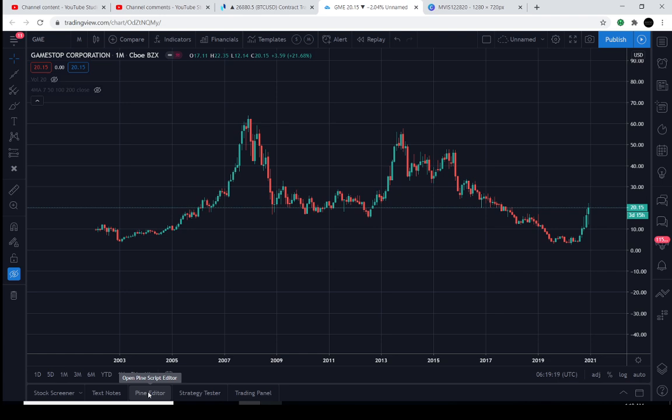We have an interesting stock today. We got a request on this stock. If you can't see it there in the top left-hand corner, we're going to go over this for you.